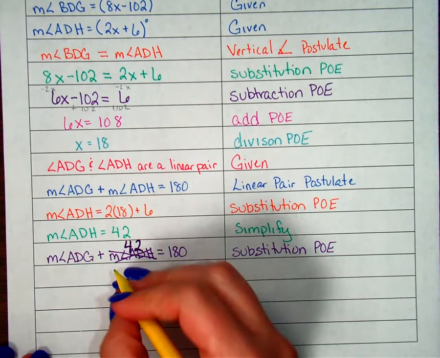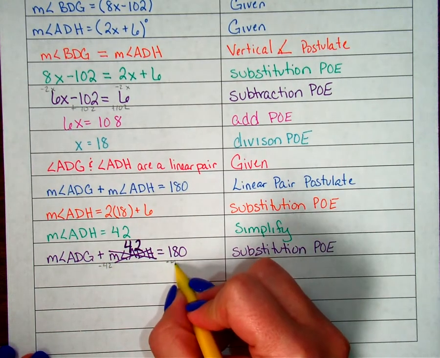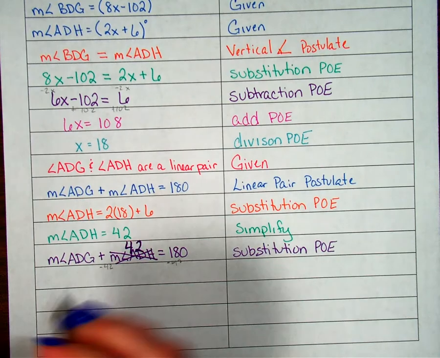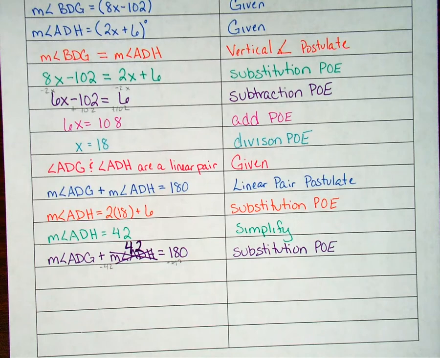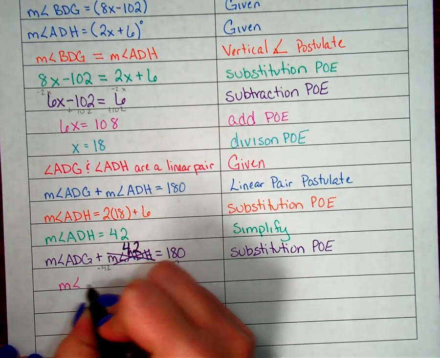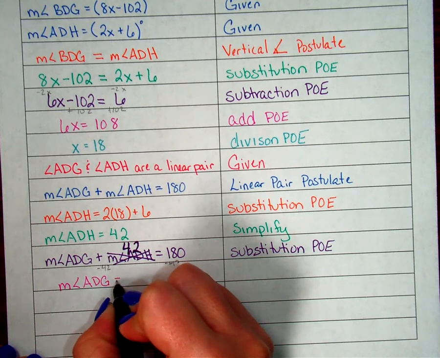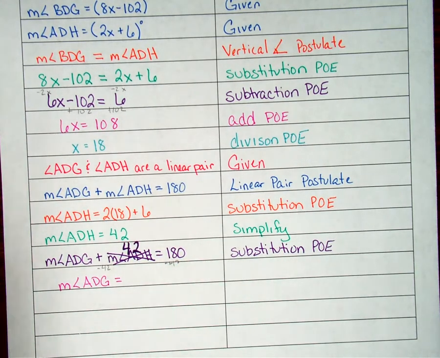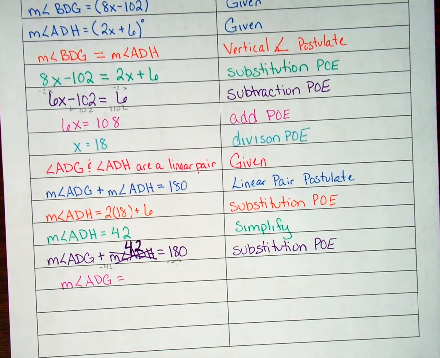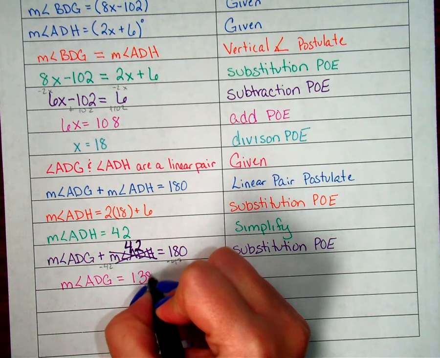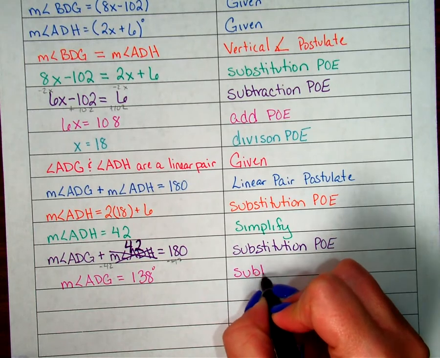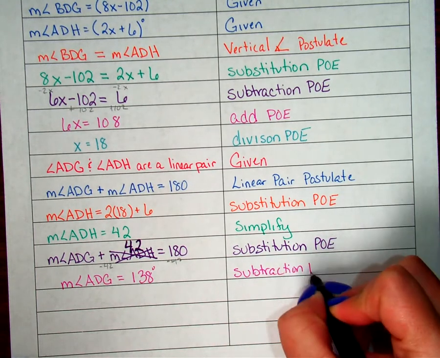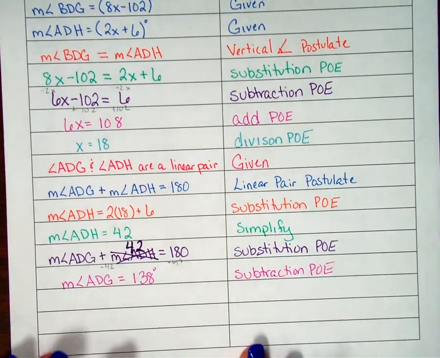Okay? All right, so now I want to get this ADG all by itself. I'm going to subtract the 42 on both sides so that it cancels out there. And the measure of angle ADG is going to equal 180 minus 42, which is 138 degrees. And we just subtracted 42 on both sides, so that's my subtraction property of equality.